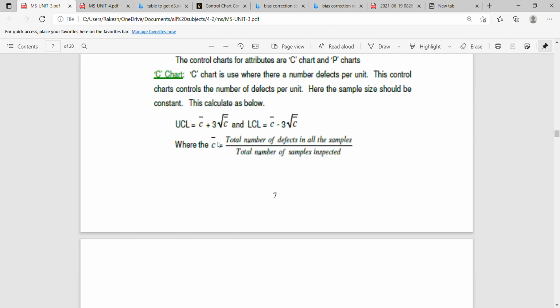And how to calculate C bar is total number of defects by total number of samples. Here we calculate total number of defects, whereas in X bar and R bar graph we have seen total number of samples of X bar and R bar R. But here we have seen total number of defects in C bar, C chart and P chart.